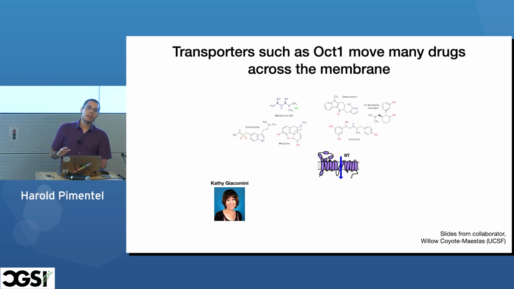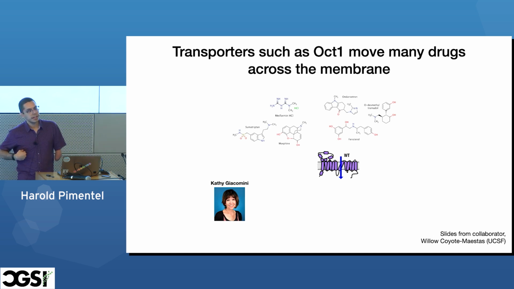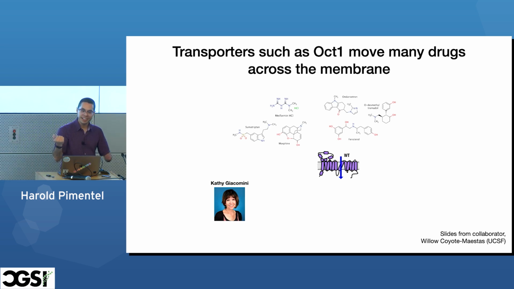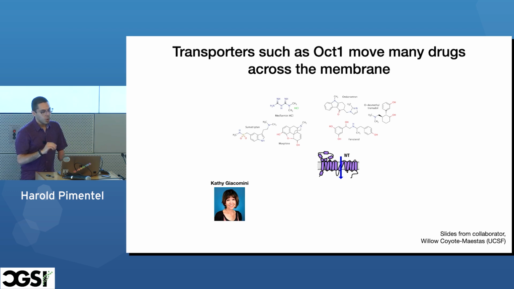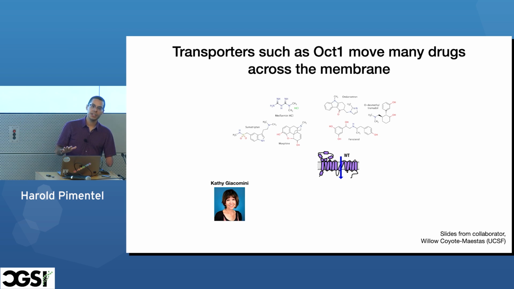A lot of the collaborators that we work with care a lot about transporter proteins. So what are transporter proteins? They're basically proteins that move things, yeah? It's in the name, right? One such transporter is OCT1, and OCT1 is very, very important. Kathy Giacometti, who's one of our collaborators, has done a lot of really cool work on this protein, which moves a lot of drugs across the cell membrane, right? Drugs that you might be familiar with, like metformin, a diabetes drug, and morphine, a pain medication, right?